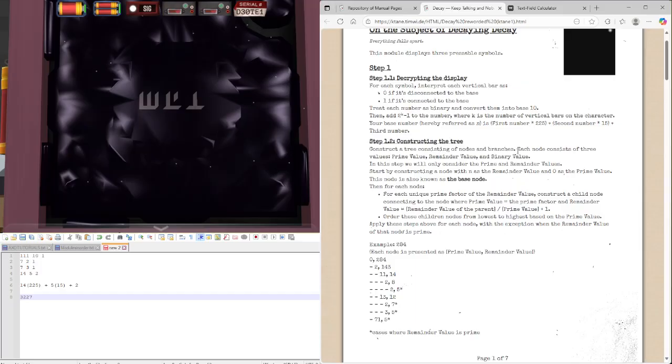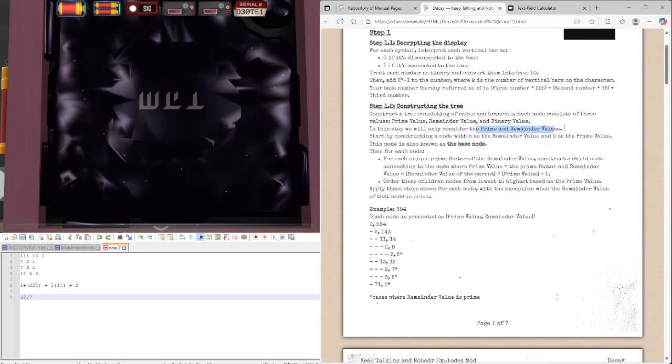Geometry consisting of nodes and branches. We can see the three values: primary remainder value and binary value. This will code with the primary remainder. Because we node with n as remaining value and 0 to prime value, even though there's a base node. So that.